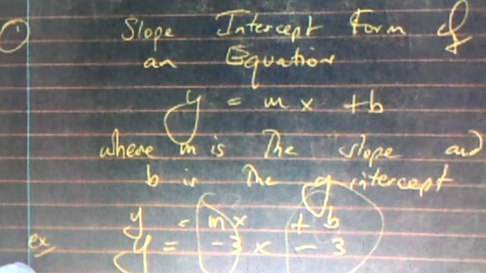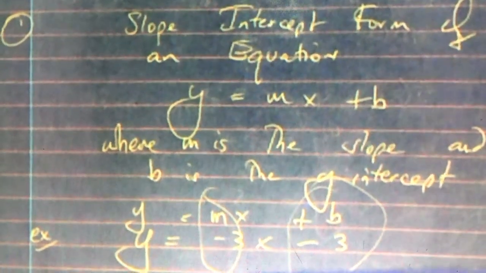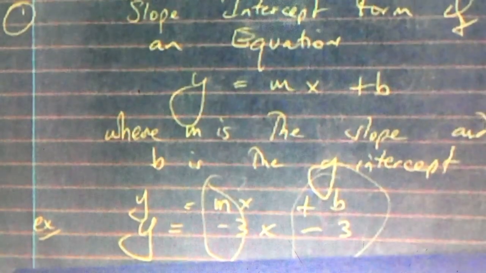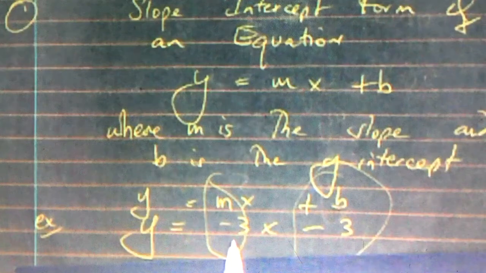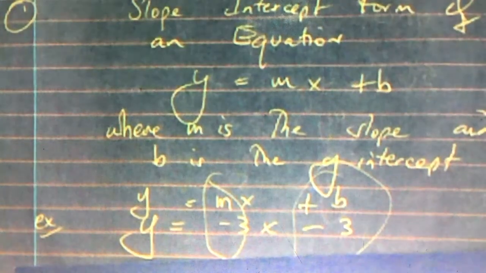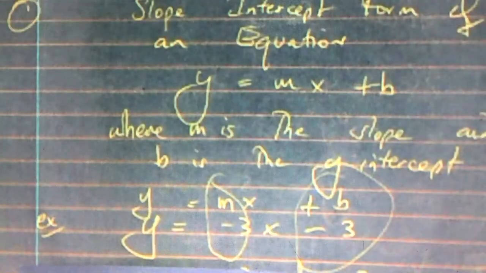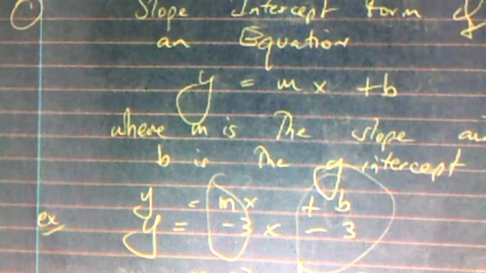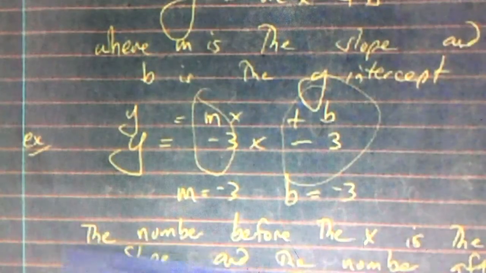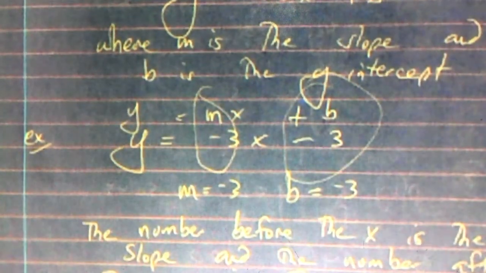We've got y equals 3x minus 3, and you line up your m and your b so that you can see clearly that the m, or the slope, is 3, and the b is negative 3. So that's your y-intercept form of an equation. One thing we also talked about is that another way of thinking about this is that the number before the x is the slope, and the number after the x is the y-intercept. That's just another way of thinking about it.